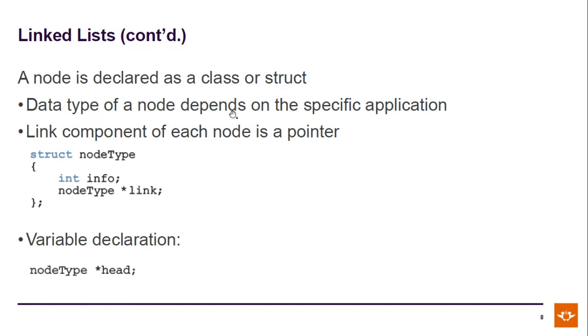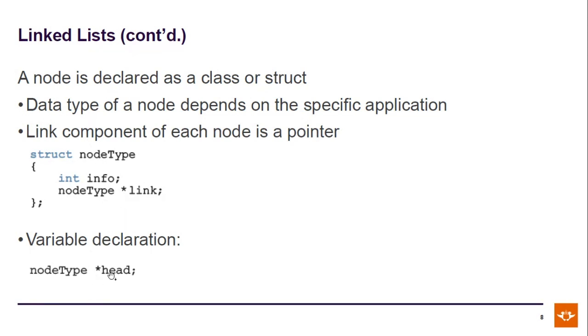The data type of a node depends on the specific application. I think what this is supposed to mean is that the data that is stored inside of the node depends on the specific application. And the link component of each node is a pointer. The link component, which is the address to the next node, is a pointer, because we want to store a memory address.